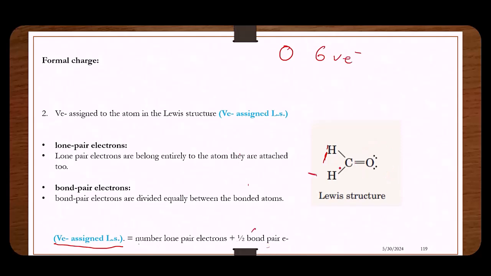Let's look at carbon. Carbon has 4 bonds, and each bond has 2 valence electrons in it. So that would be 8 valence electrons, and we would only get half of those. So that would give us 4 valence electrons. There are no lone pair electrons, so carbon would have 4 valence electrons. Looking at hydrogen, it has no lone pair electrons, and it has 1 bond, and each bond has 2 valence electrons, and we divide that by 2, which would give us 1, so each hydrogen has 1 valence electron.